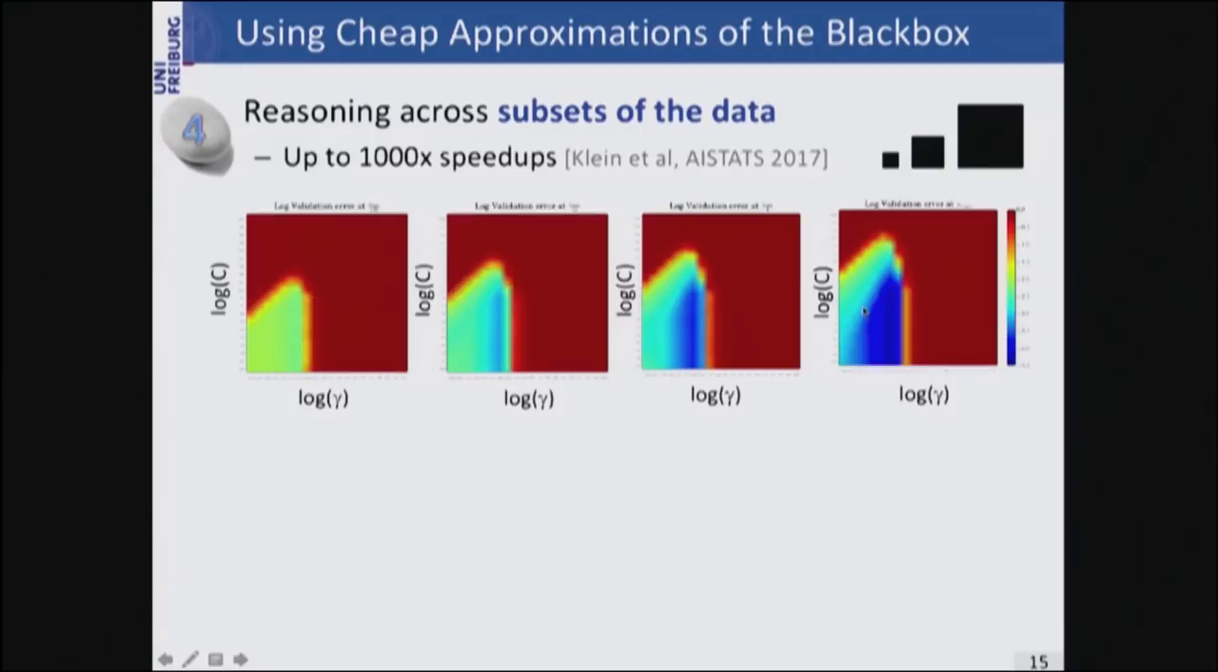So we can do a lot of our work on the cheap black box and then slowly work our way up. In this case, we use Bayesian optimization to have another dimension in there, which is the size of the data set, and got up to 1,000-fold speedups for large data sets. For ConvNets, we only got up to 10-fold speedups because they only scale linearly in the number of data points.